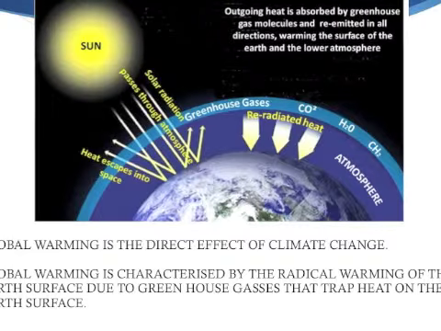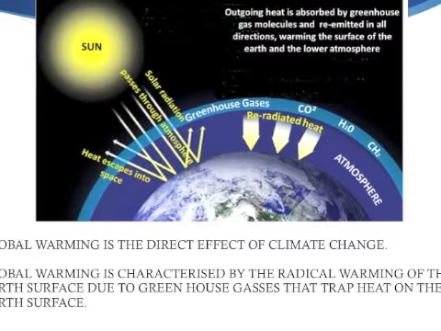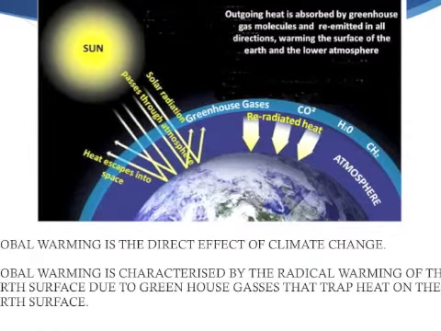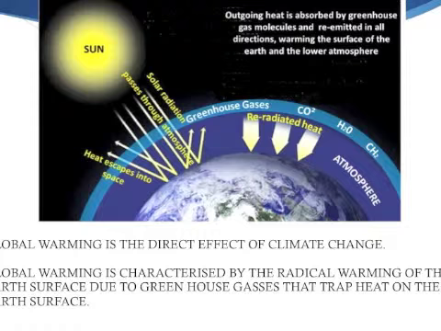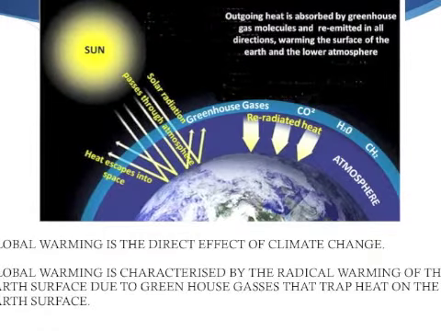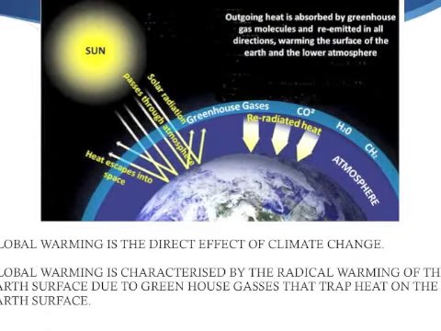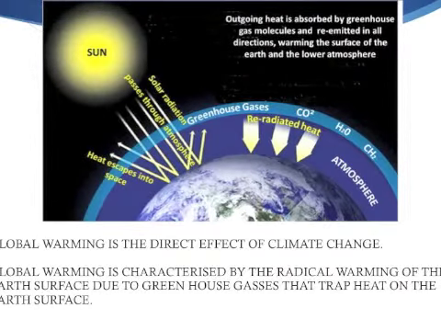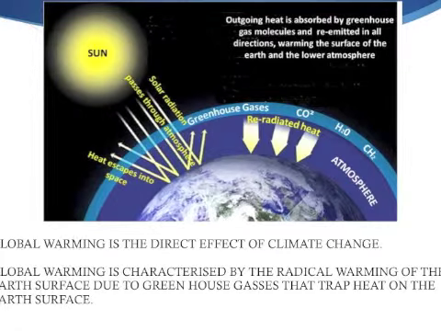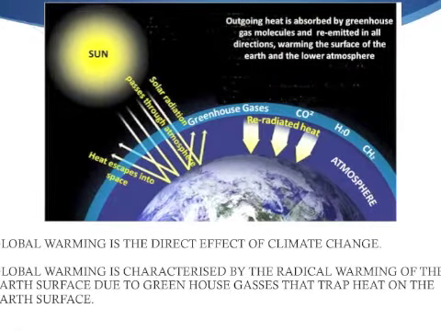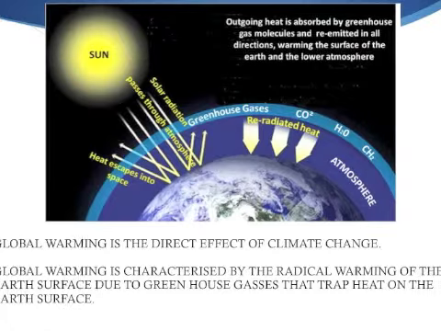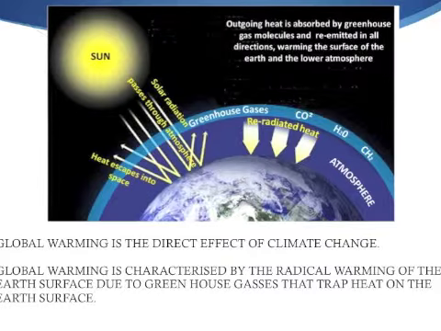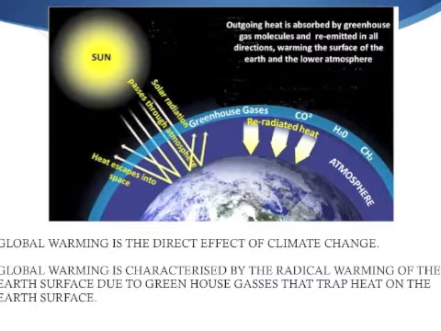Climate change or global warming is happening. With recent events we have seen, with the flooding of some parts of the nation and some other areas experiencing drought, we can no longer deny it. We just have to move and do something. Because global warming is characterized by the radical warming of the Earth's surface due to greenhouse gases that trap heat on the Earth's surface. This is all man-made. It is all man-made. And so it is our activities that are contributing to global warming.